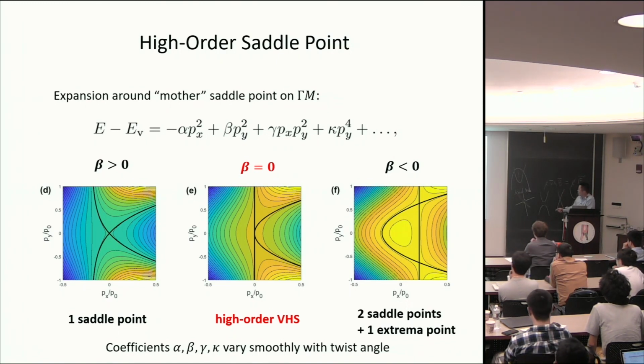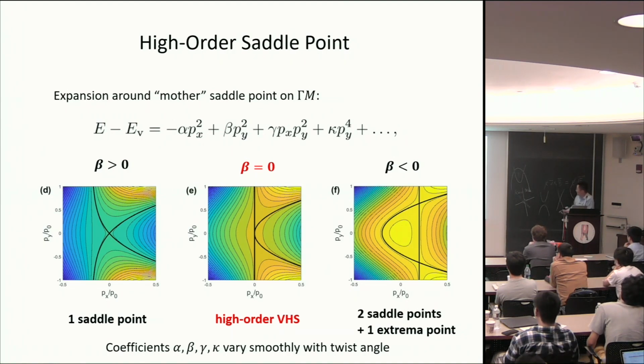This is what we call a high order Van Hove singularity, because it relies on including high order terms in the expansion. As we change the twist angle, these coefficients in the expansion vary smoothly. At larger twist angle, like 1.8 degrees, we have the situation shown on the left. At small twist angle, like around 1 degree, we have the situation shown on the right. So somewhere in the middle, just by continuity, there has to be a special angle where one of the quadratic coefficients vanishes.